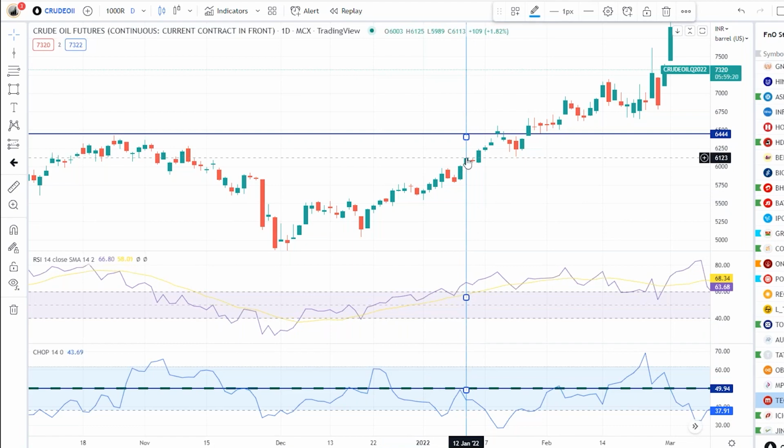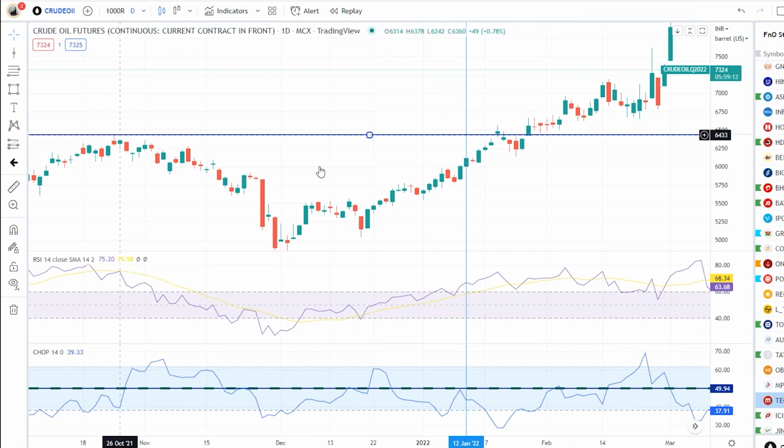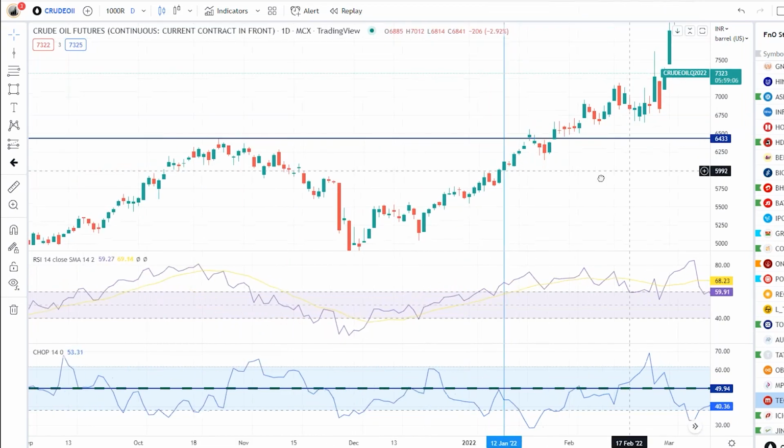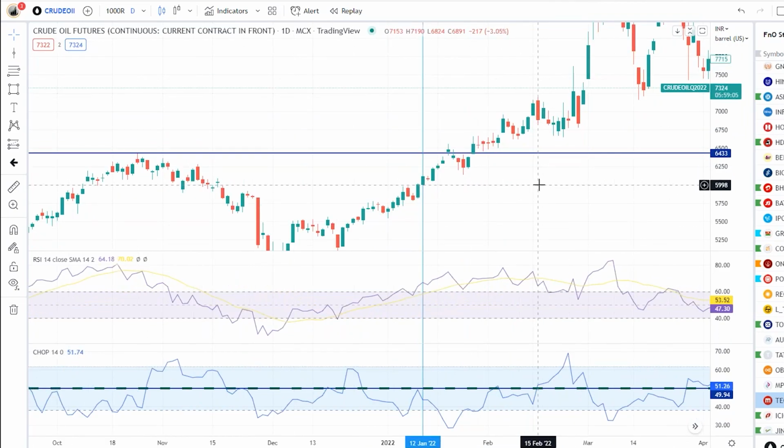Almost on the 12th of January 2022, the price is 6123, but there's a close by resistance at 6433. Either you enjoy this rally of 200 points, or if you think that it's not a good idea, you can wait, right? And what you do, I'm going to mark this particular space.